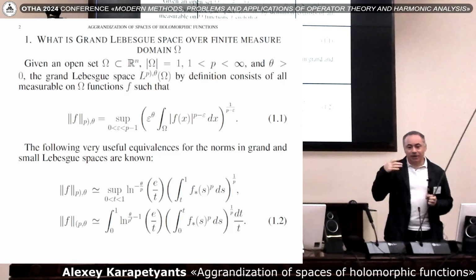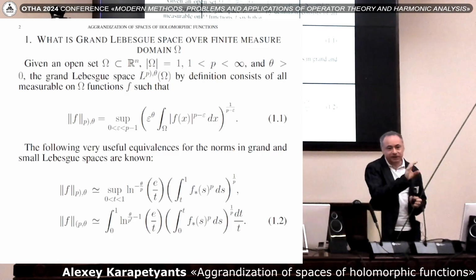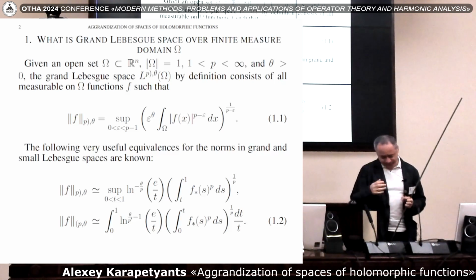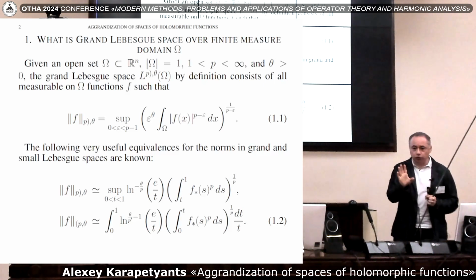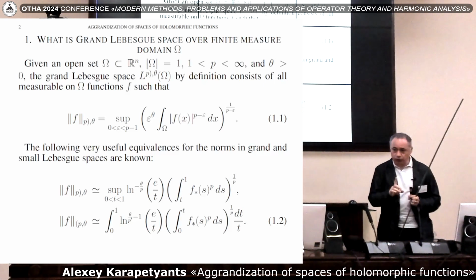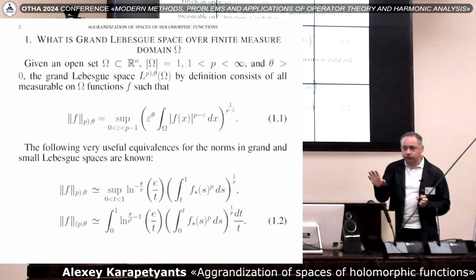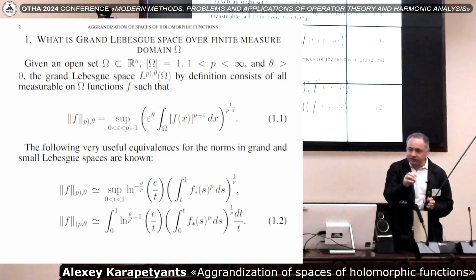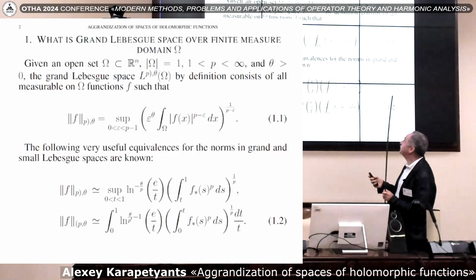Well, once you have grand space, you always have small space. I will not speak about small space, but small space is the associate space to a grand space, not dual. Dual is different. Okay, but I will not speak about small space. Small space is smaller than L^p. Grand space is bigger than L^p. Okay, I will speak only about grandization.